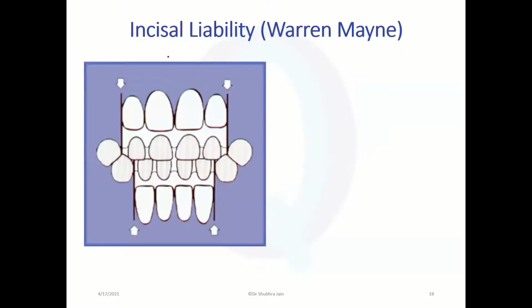Now we are going to see what is incisor liability. This term was given by Warren Mimine. What is incisor liability? It is the difference in the width of the permanent and primary incisors. Do you see primary incisors are small, and permanent incisors are so big.